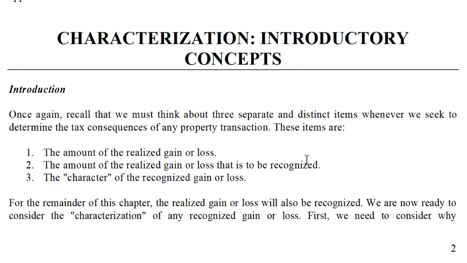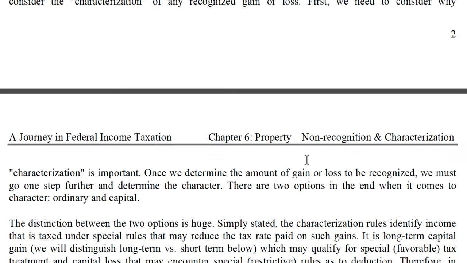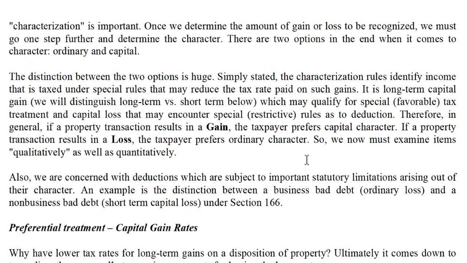All right, so the next topic is characterization. You might recall that characterization has to do with, once you determine if you have a gain or loss, you have to determine what is the character of that gain or loss. It could be ordinary, it could be capital, it could be Section 1231, which might result in something different. You might have to recapture something like Section 1245. Characterization is ultimately what are the consequences in the end with respect to a gain or loss.